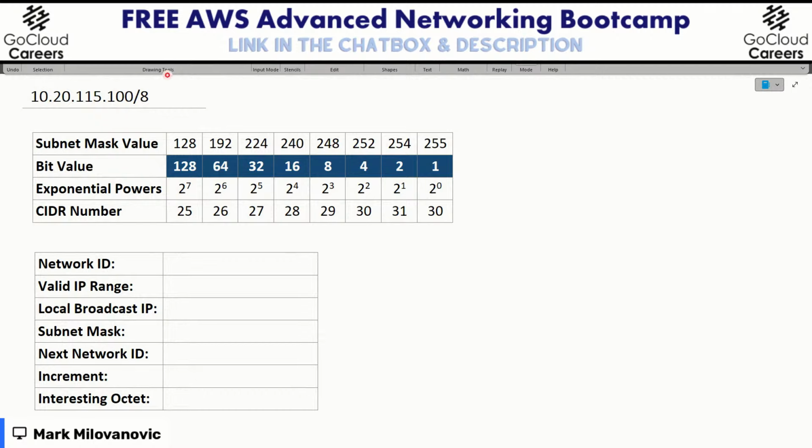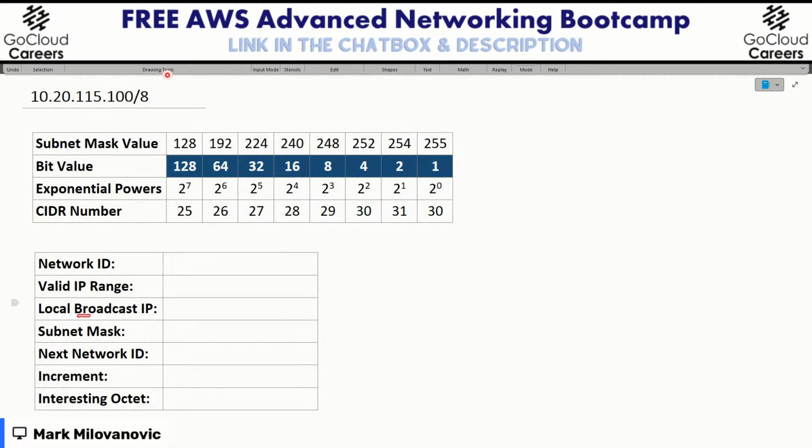But anyway, this is the table that we're going to be using to figure out what our network ID is. This is going to be what makes up our network portion. Then what we want to figure out is what our valid IP addresses are. Those are the addresses that we can assign to servers, to PCs, or any other hosts or end stations.